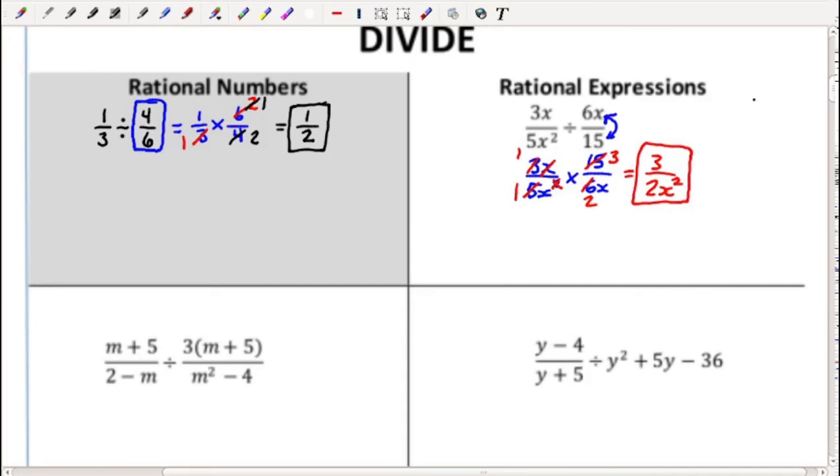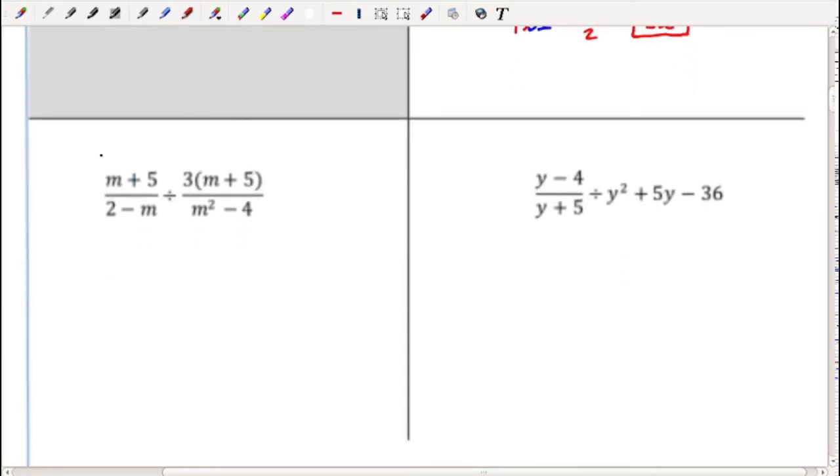All right, same thing is true once I've got rational expressions with some pluses and minuses. Again, flip and multiply, and if you can, you could factor at the same time. So here, I've got an m plus 5 over 2 minus m. I don't flip the first fraction, only the second fraction, only the fraction after the division sign. Multiplied by m squared minus 4. I'm going to factor that into m plus 2, m minus 2, and it's going to go on the top. And on the bottom, 3m plus 5. To flip the second fraction to turn us into multiplication.